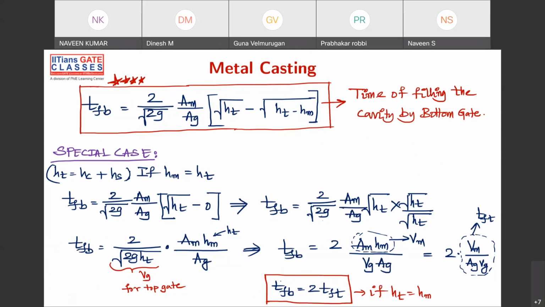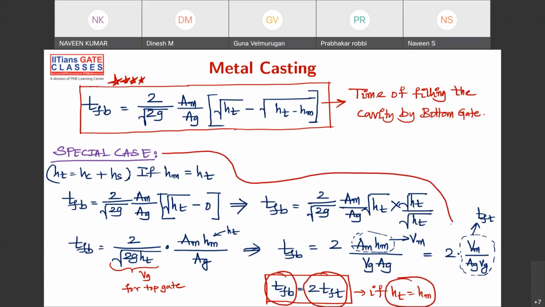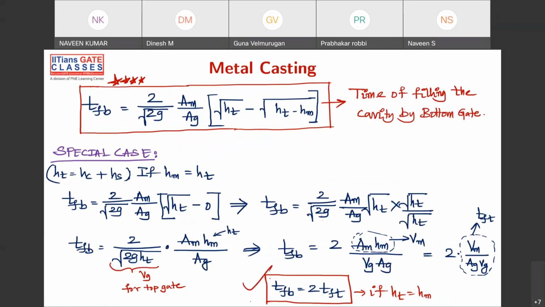So time of filling of bottom gate will be equal to 2 times the filling of top gate if HM is equal to HT. Every derivation is there, but I'm not going through the derivation. It's very self-explanatory if you go through it, but this is not a complete GATE class, it's a revision class, and there's no point in discussing that. You have to know the end result, and that's what is important for now. So write this formula also in your shortcuts: if HM is equal to HT, then time of filling for bottom gating system is equal to twice the time of filling of top gating. Okay, fine. Let's move on.